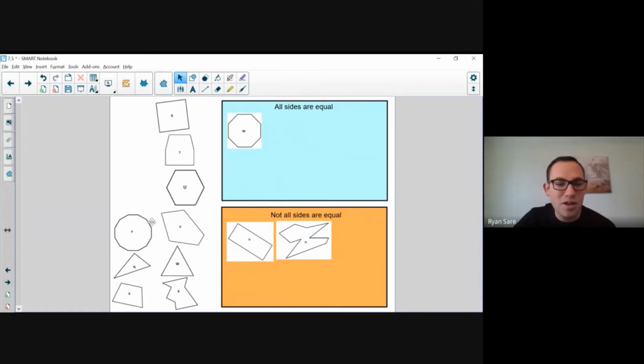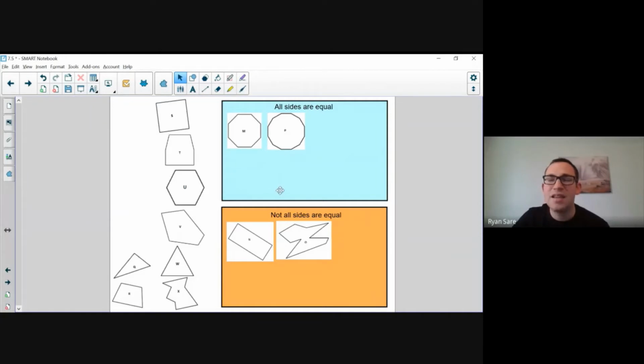Now, I want you to notice something about shapes M and P and possibly some other ones. We can count the number of sides. 1, 2, well, we'll start here. 1, 2, 3, 4, 5, 6, 7, 8, 9, 10, 11, 12. 12 sides. All of the side lengths are equal, and it looks like all of the angles are equal. So they're all spread out nicely. We call that a regular polygon.